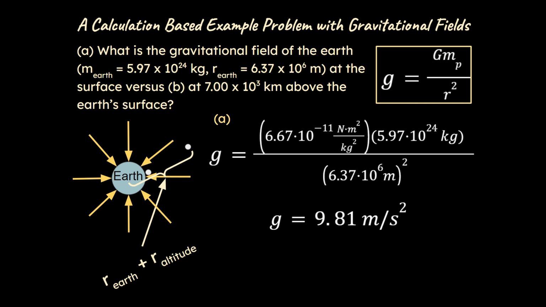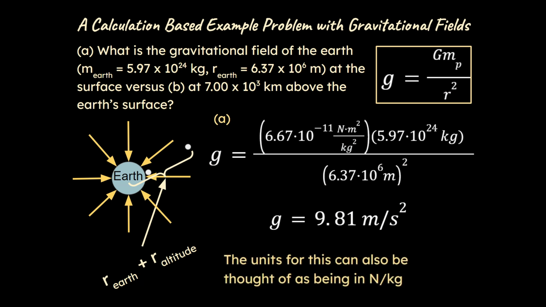So, quick recap, that comes from Newton's universal law of gravitation and Newton's second law, setting those two equations equal to each other using the mass of the Earth and the radius of the Earth. And if you do that correctly, you turn out with 9.81. I do want to point out here, this is also a really useful insight. The units for this can be thought of as being in newtons per kilogram.